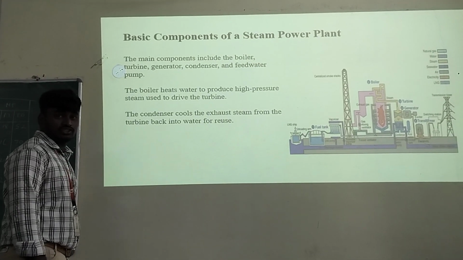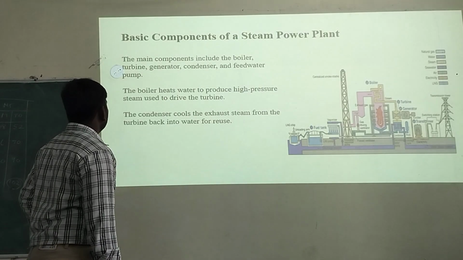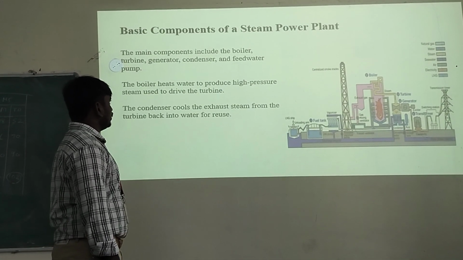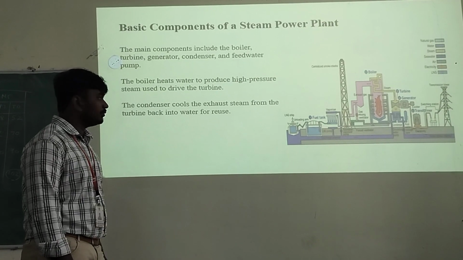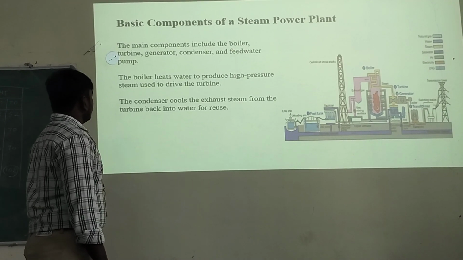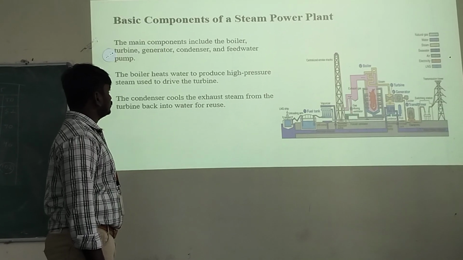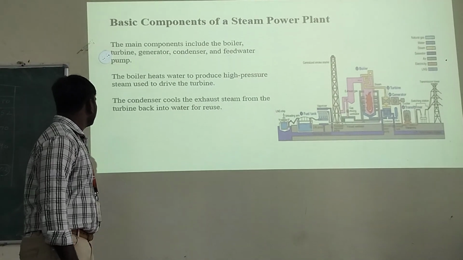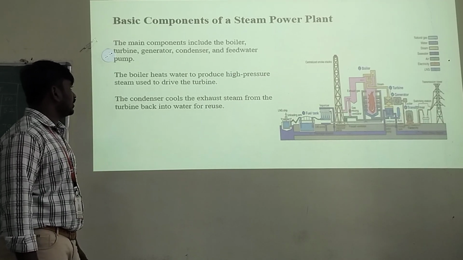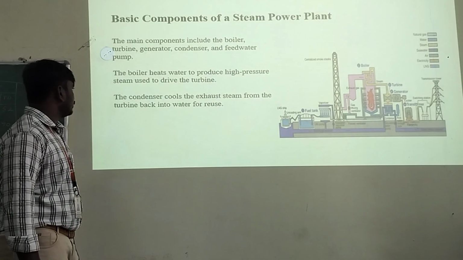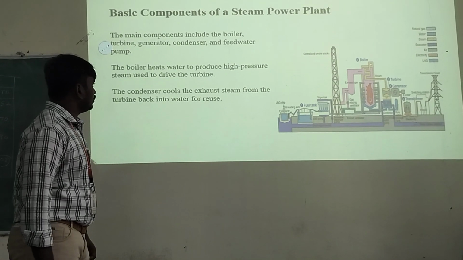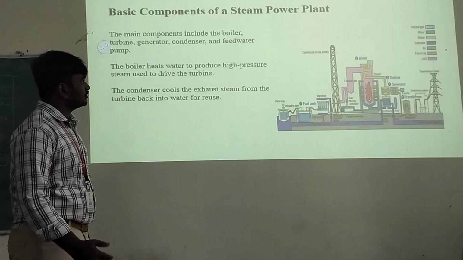Basic components of a steam power plant. The main components include the boiler, turbine, generator, condenser and feed water pump. The boiler heats water to produce high pressure steam used to drive the turbine. The condenser turns the exhaust steam from the turbine back into water for reuse.